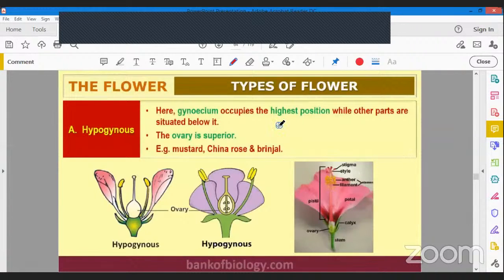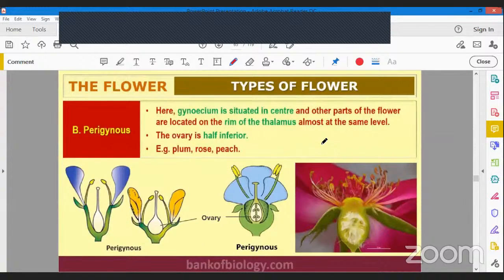Done. So now we go to the next part, that is perigynous. Here the gynoecium is situated in the center, and other parts of the whorls are present at the rim of the thalamus, almost at the same level. Not much change, almost at the same level. Okay. So the ovary is half inferior. Example: plum, rose, and peach. So take it down fast.